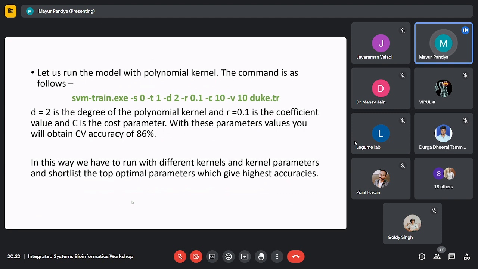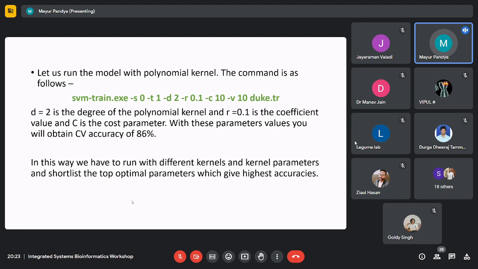Same way for a polynomial kernel, if you want to use it, you have to change the -t value to 1. And the degree of the polynomial is indicated with the parameter -d, while the first coefficient of the equation is governed by the parameter -r. Again, we are giving a 10-fold cross-validation here, and as you can see, we obtain a CV accuracy of 86% over here. So based on different parameter values and different kernel values, you are free to experiment and check out the different values that you're getting on the training dataset.